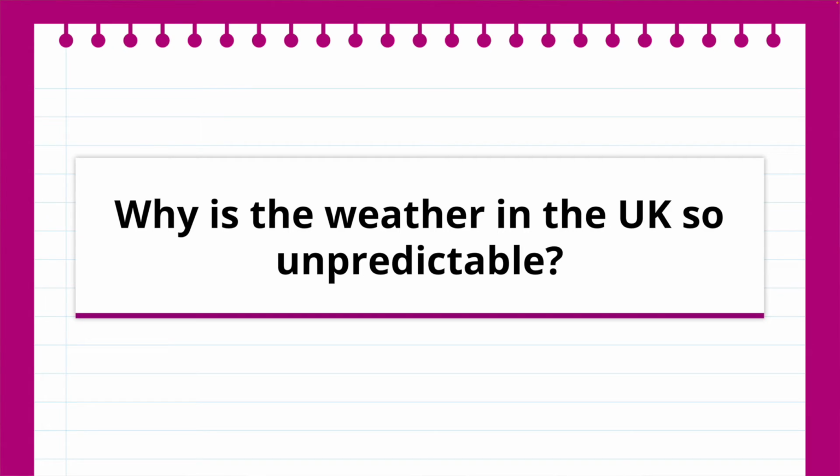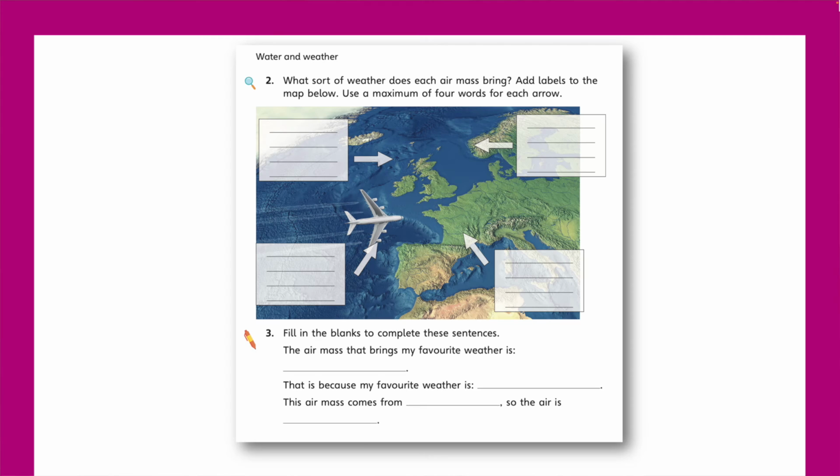The fifth lesson asks, why is the weather in the UK so unpredictable? Pupils will learn how the UK's location on Earth means it's affected by a number of physical processes and systems. Air masses from both North Africa as well as the Arctic mean that the weather can swing wildly, sometimes in a short space of time.